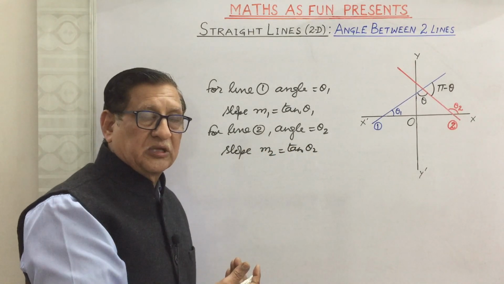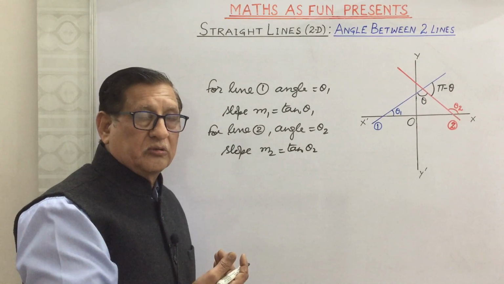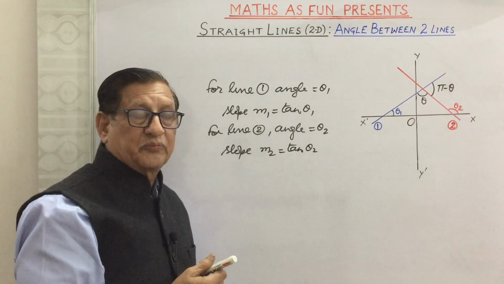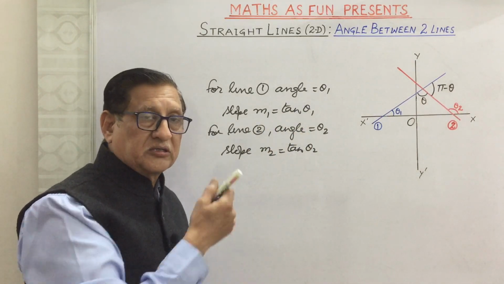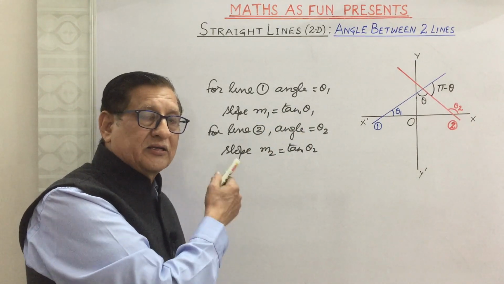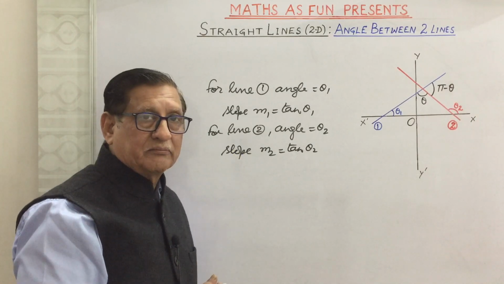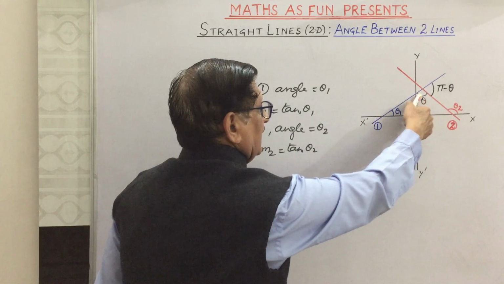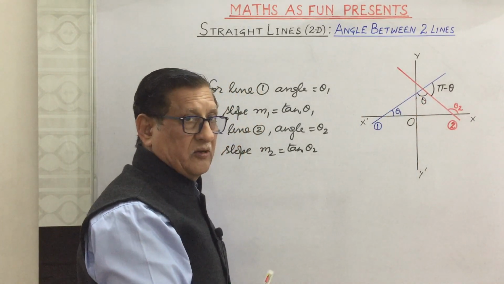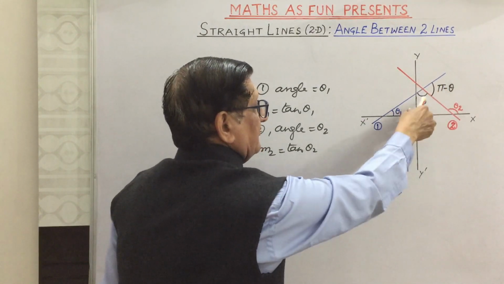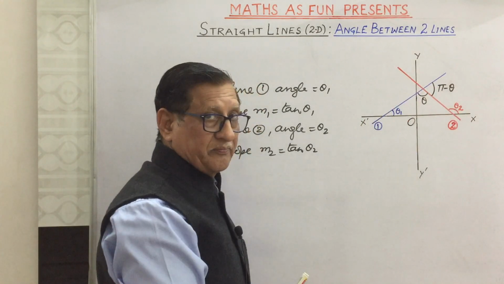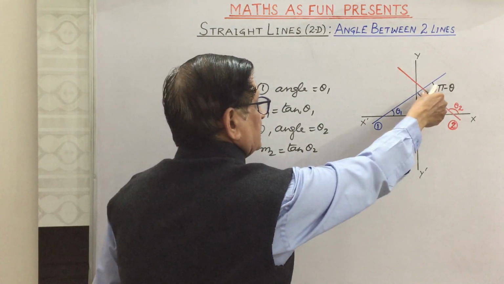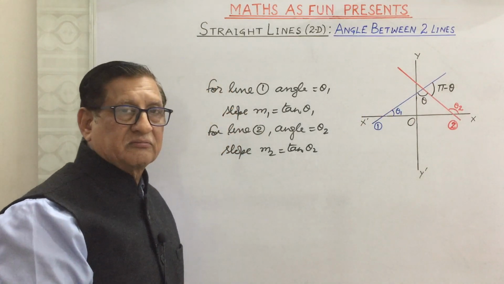We already learnt in the previous video that the tangent of the angle which a line makes with the positive direction of x-axis is the slope of the line and is represented by small m. Now suppose the angle of intersection of these two lines is theta. We know when two lines intersect there will be two adjacent angles. They are also supplements of each other. If this is theta, this angle will be pi minus theta.